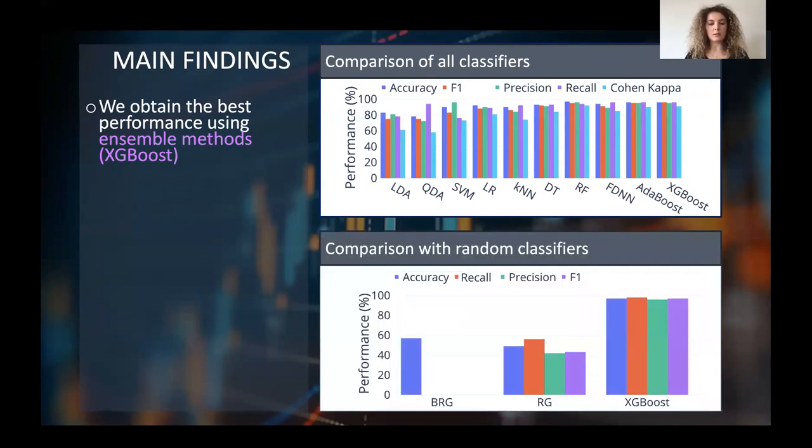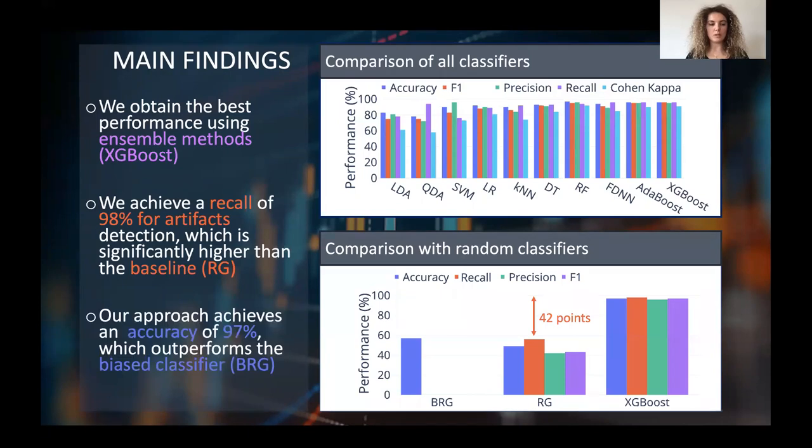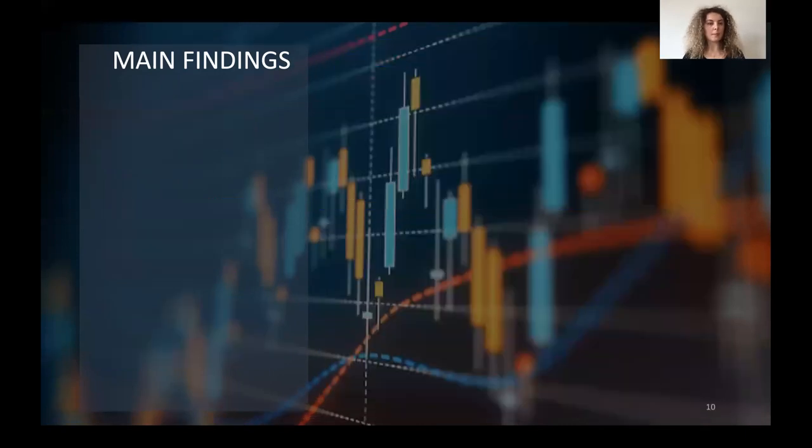We then compare our approach with the random classifiers, and we find that we achieve a recall of 98% for artifacts identification, which is significantly higher than the random guess classifier, and this increment is 42 percentage points. We then achieve an accuracy of 97%, which outperforms the biased classifier that always predicts the majority class. The increment is by 30 percentage points.